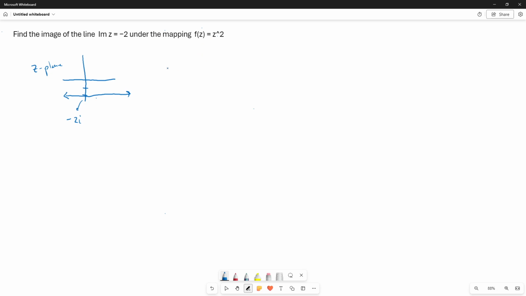And for this problem, we're going to consider the image plane. We're going to consider w equals z squared. So the variable z is x plus iy. So this is an x-axis and this is an iy-axis. And we're going to put the image in the w plane, and we're going to say w is equal to u plus iv. So we'll have a u-axis and an iv-axis. So a real and an imaginary axis in the w plane.